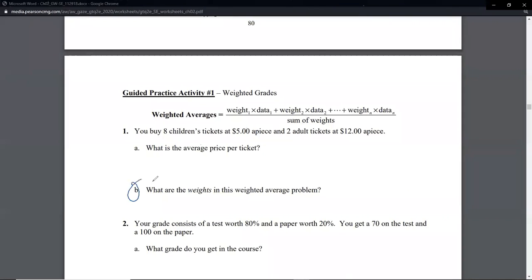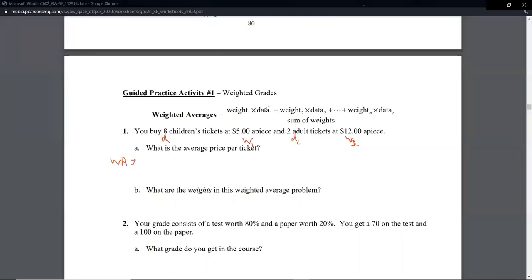So I would actually answer question B first if you want to be technical about this. But what I'm going to do is, you guessed it, do it wrong first, because that's what we like to do sometimes, so that we can ask whether it makes sense, and have it not make sense. All right, so weight times data plus weight times data. Maybe the 8 and the 2, the number of tickets, are the weights, or maybe the 5 and the 12 are the weights. This red is going to be for wrong. Let's say the $5 and the $12 are the weights, and then the 8 and the 2 are the data, so D1 and D2.